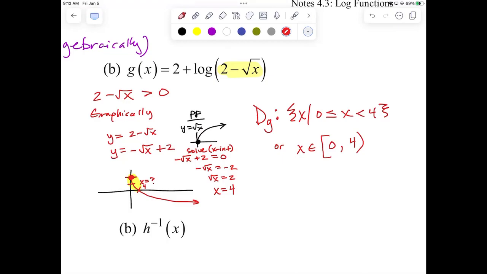Why can I not include 4? What's the value of the function at 4? 0. Can I take the log of 0? No. I can only take the log of a positive number. So that one is a partially open or partially closed interval.